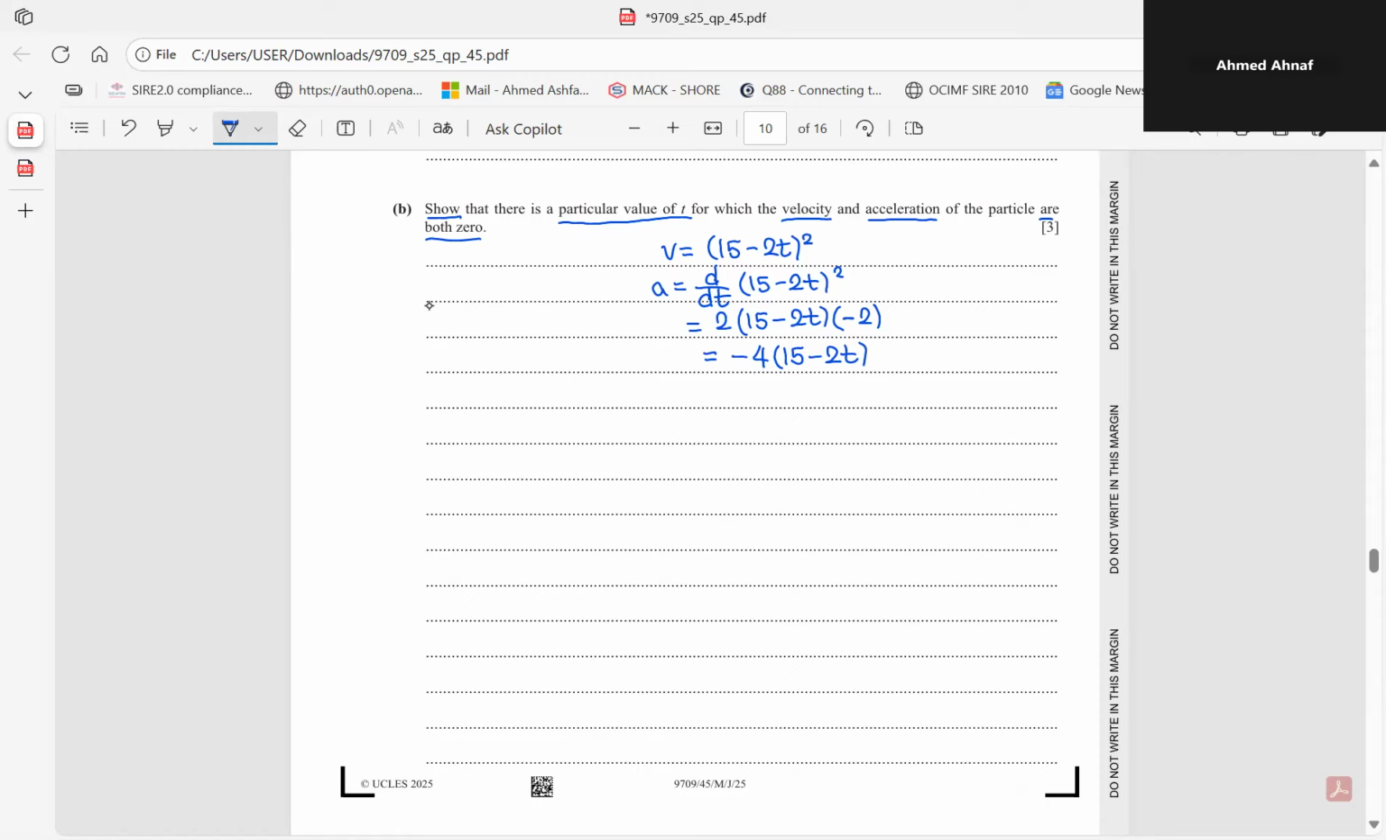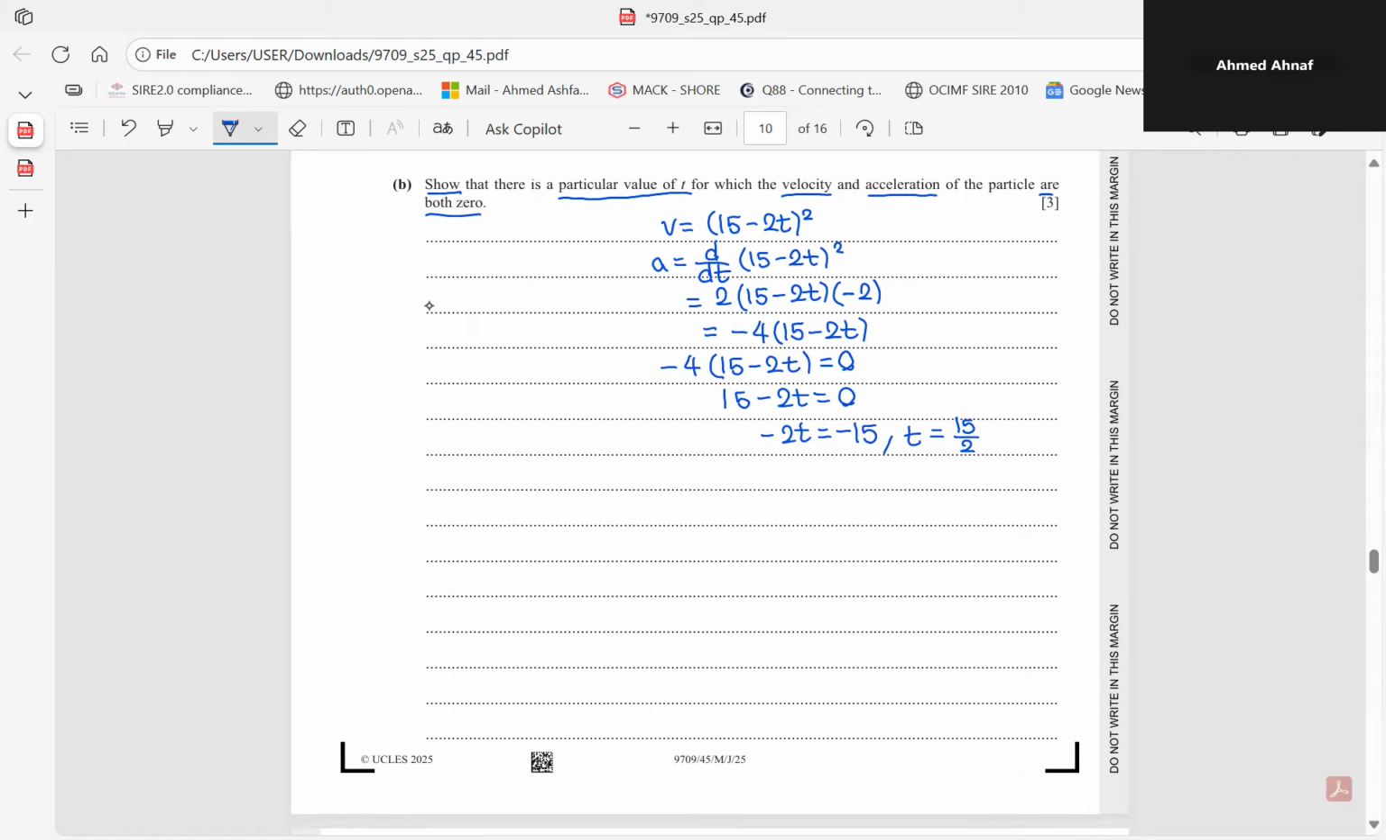We're going to solve for t when we make acceleration equal to 0. So let's equate it to 0. We'll get 15 minus 2t equals 0, and then 2t equals 15. You'll get t equals 15 over 2. Okay, and now we're going to have to verify. So we're going to sub t equals 15 over 2.